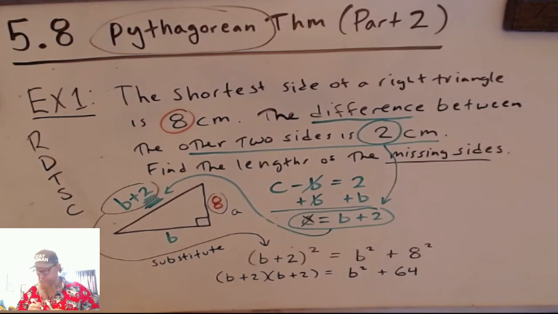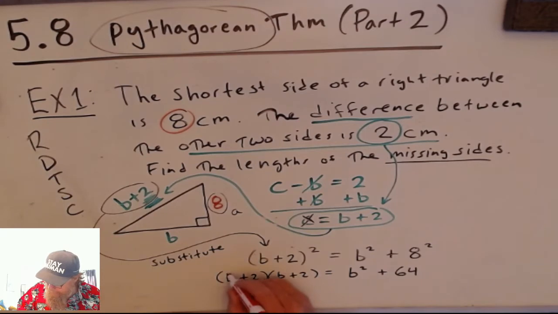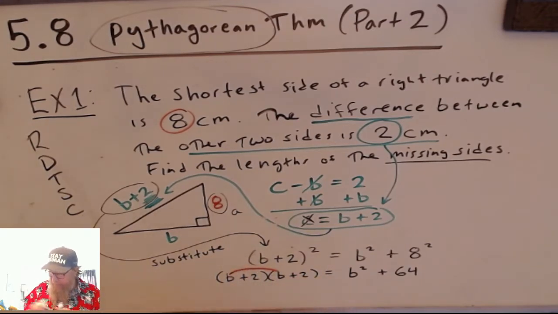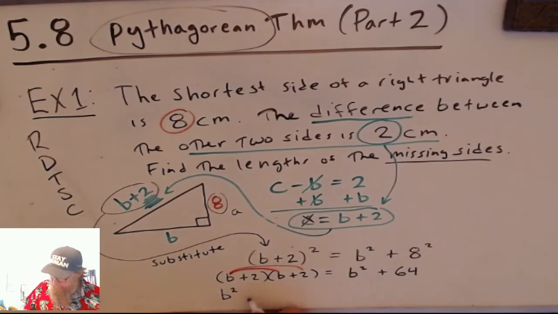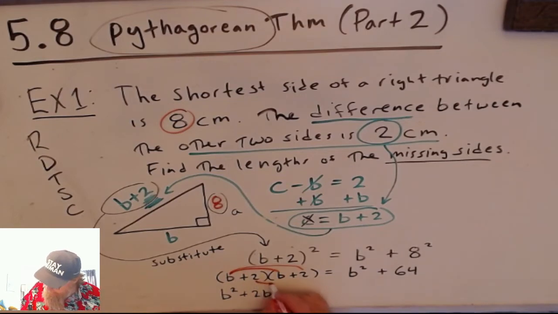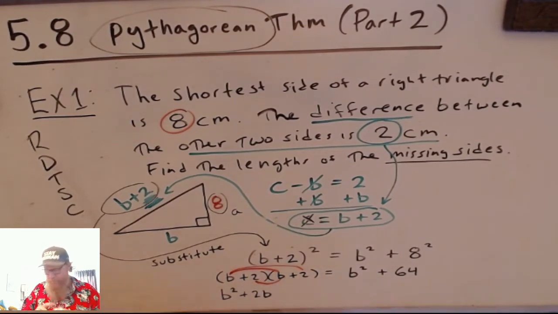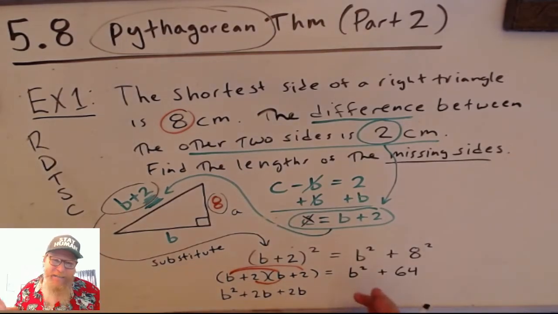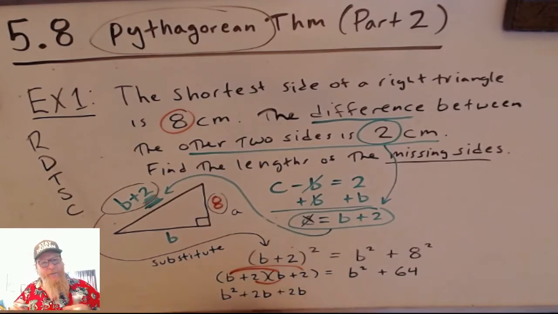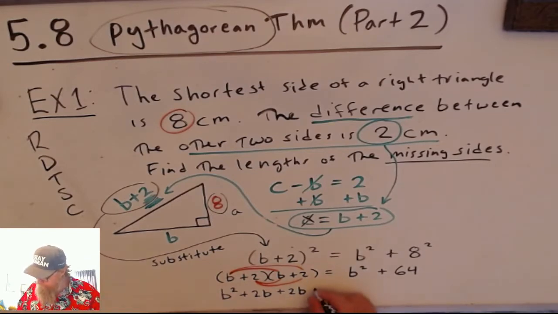All righty. Now we're going to distribute, also known as foiling. So we're going to go B times B. It's going to be B squared. We're going to do B times 2. That's going to be 2B. We're going to do another B times 2, which is another 2B. I guess you could say B2, but that looks funny, so we call it 2B. And then finally, 2 times 2 is 4.